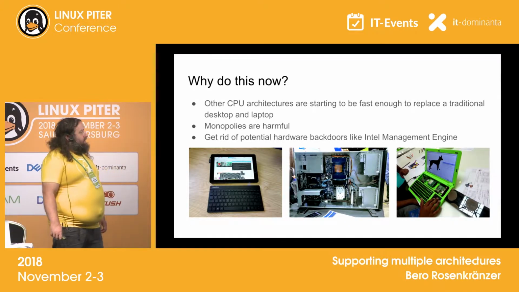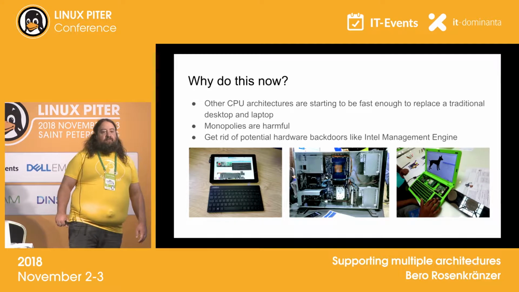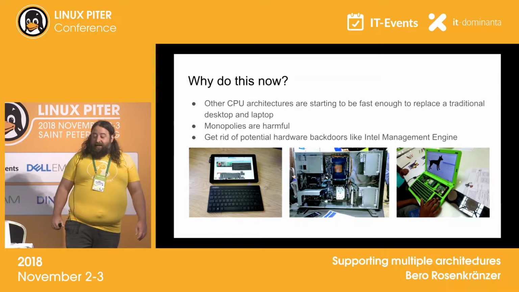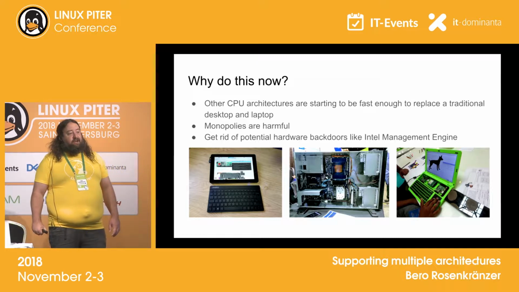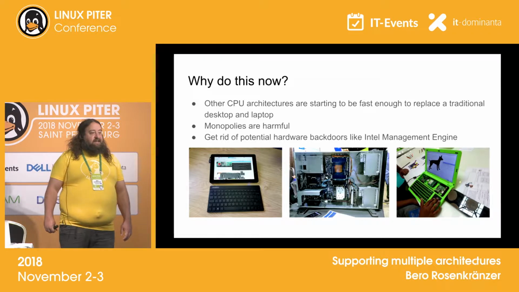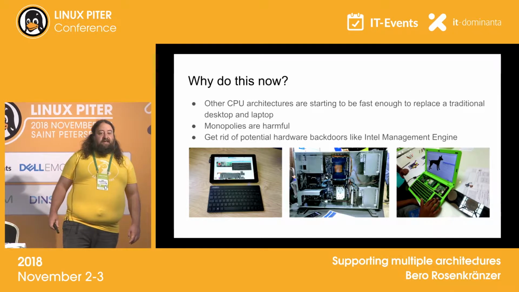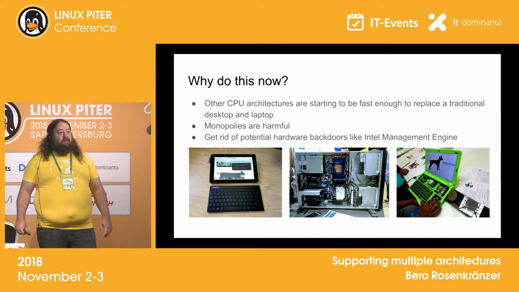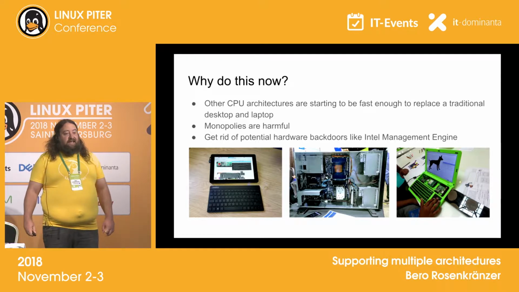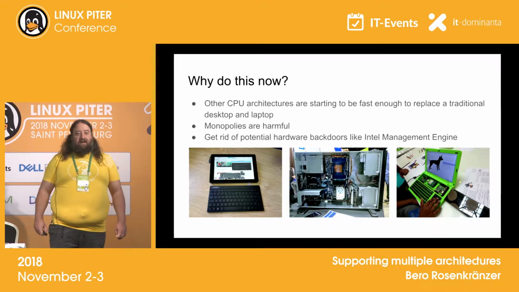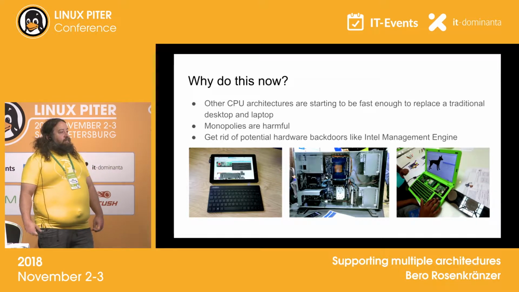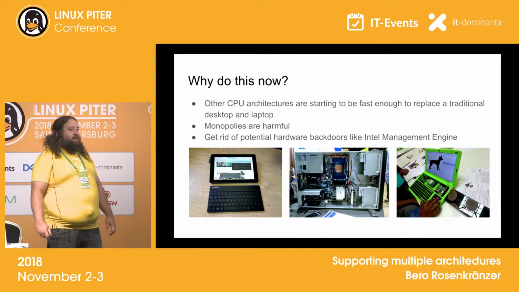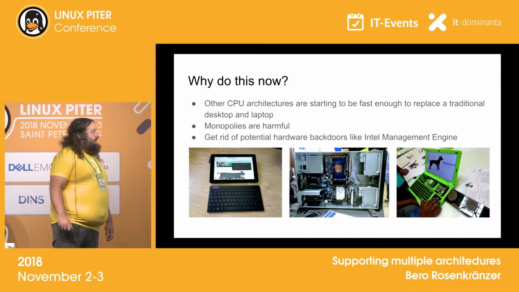So why are we doing this now? The first point is obviously that some other CPU architectures, especially RISC-64, are getting fast enough to replace a traditional desktop. If you have a half-decent RISC-64 machine, a Cortex-A53 or A75 even, you can run all the normal desktop applications on it without really noticing you're on what is supposed to be a slow machine. Then clearly monopolies are always harmful. We want a variety of CPU architectures to exist instead of just one.